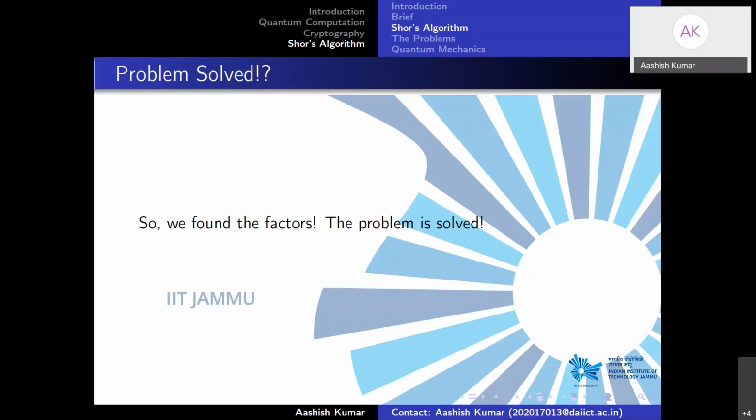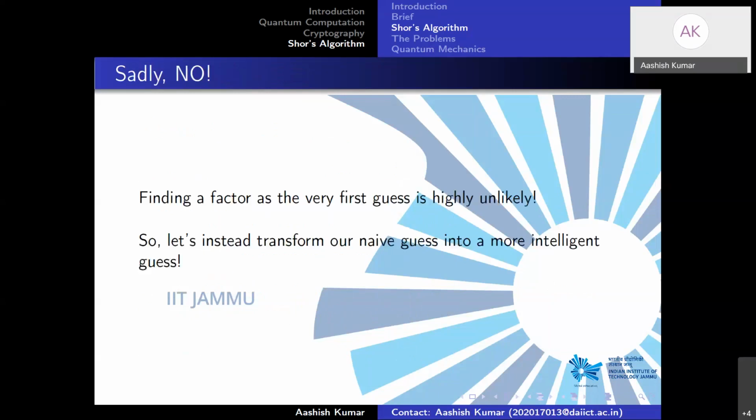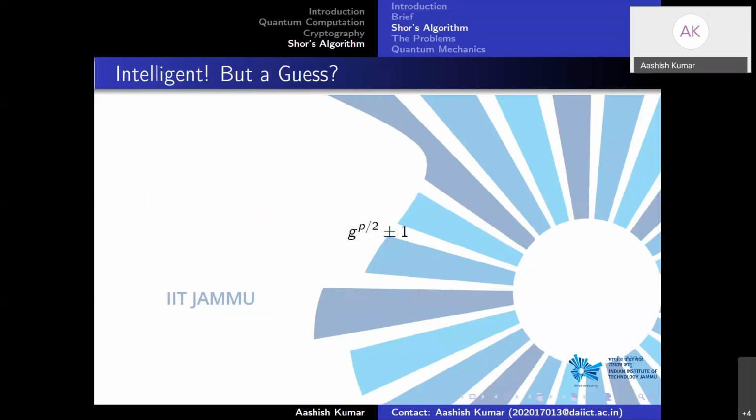Okay, so now we found all the factors, so the problem is solved, right? No. Finding a factor at the very first guess is highly unlikely. It's probably not going to happen that your first guess would be a factor of the larger number n. So instead, you'll have to transform our naive guess into a more intelligent guess. That was being given by g to the power p by 2, plus or minus 1. So we'll discuss that.